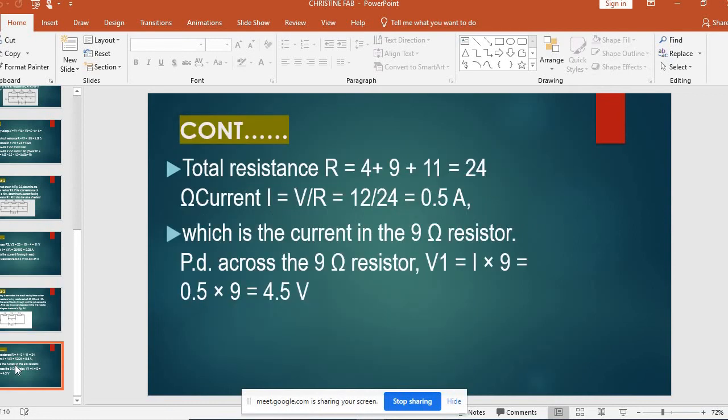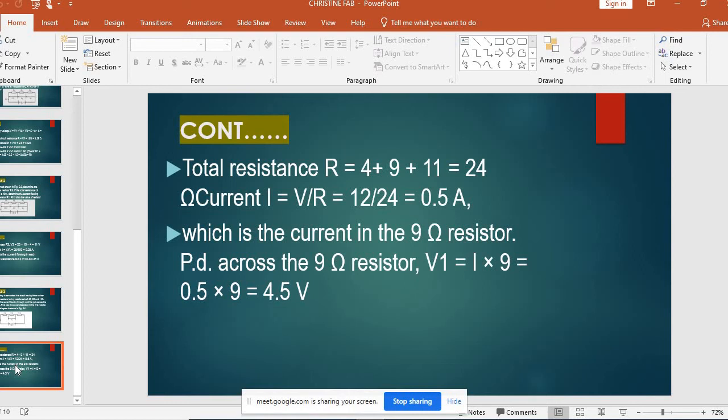Then we find that resistance R2 is 16 ohms. Continuing on that circuit, for the total resistance we have resistance 1, 2, and 3. Since they are in series, we add: 4 plus 9 plus 11, then we find 24 ohms. Then current is equal to voltage over resistance. Our resistance is 24 and our voltage is 12, so we divide 12 by 24 and we find our current is 0.5 amperes, which is the current in the 5 ohm resistor.